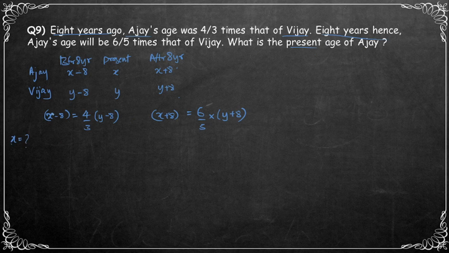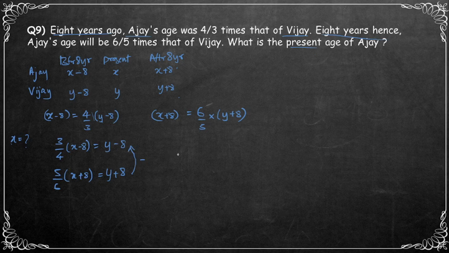Now in order to find x, we need to eliminate y. We can do that by taking this to that way, right? So 3 by 4 of x minus 8 is equal to y minus 8. So that is one equation. Second equation also similar. 5 by 6 of x plus 8 is equal to y plus 8. Now if you do this minus that, we can eliminate y.